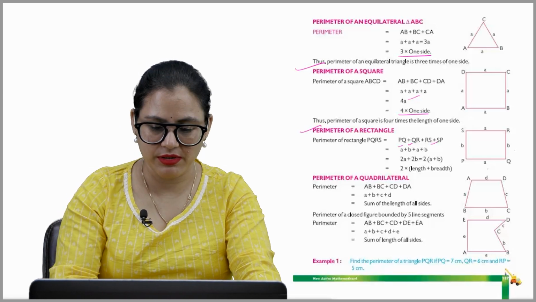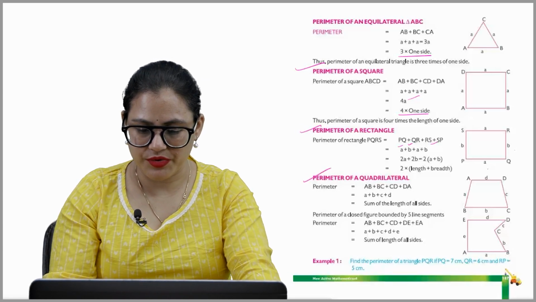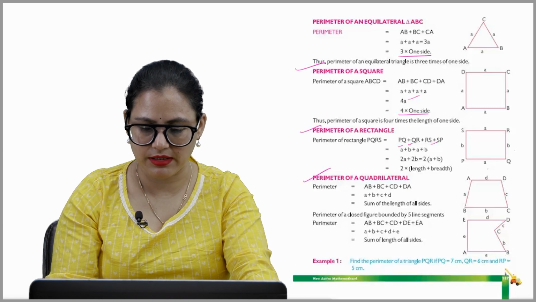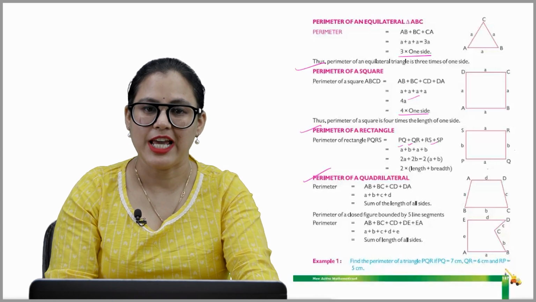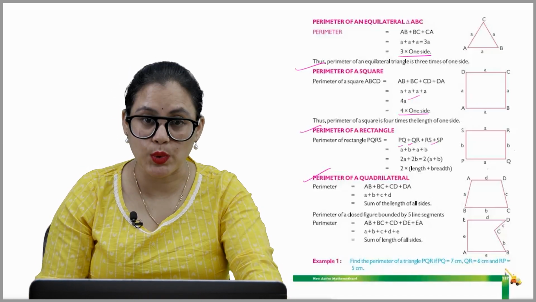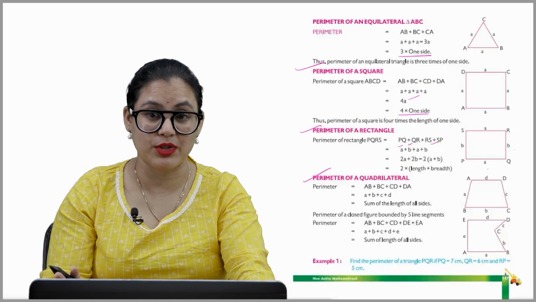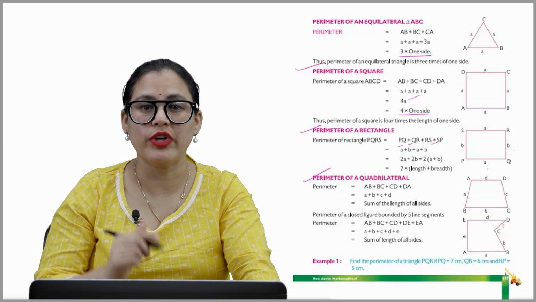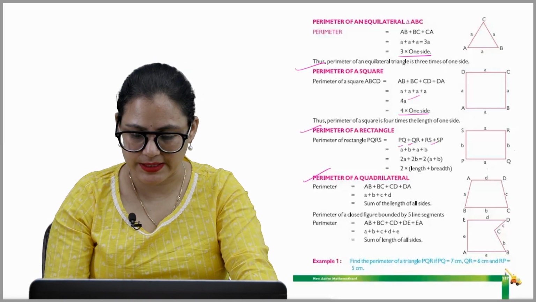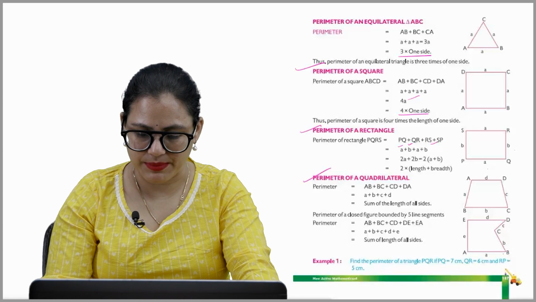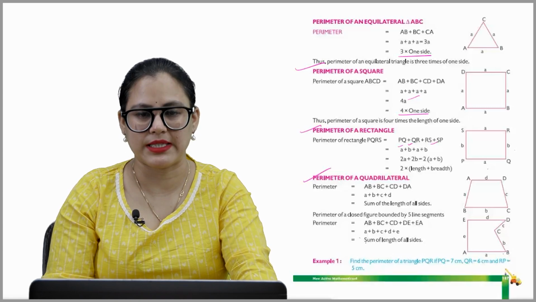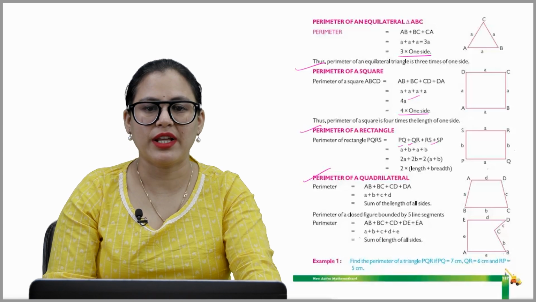Perimeter of a quadrilateral. See, this is the quadrilateral. Perimeter is AB plus BC plus CD plus DA, that is a plus b plus c plus d, the sum of the lengths of all sides. Perimeter of a closed figure bounded by 5 line segments. So in this case, what will we do? We will add the lengths of the 5 line segments. Okay. Perimeter is AB plus BC plus CD plus DE plus EA, that is a plus b plus c plus d plus e, the sum of the lengths of all sides.